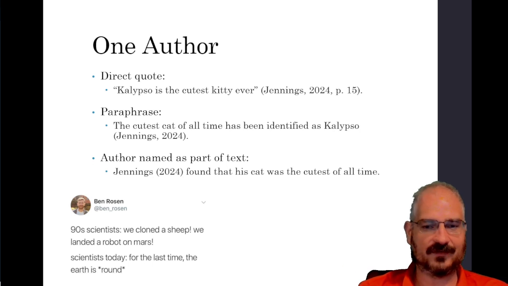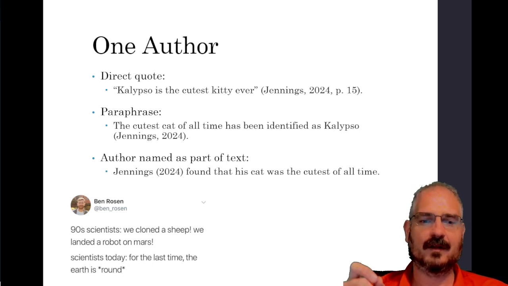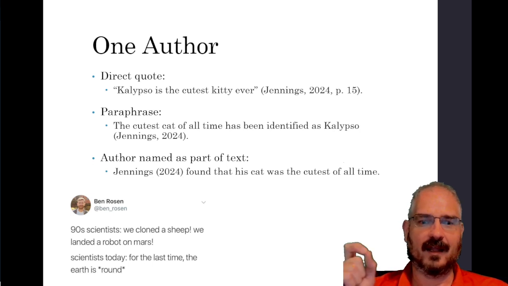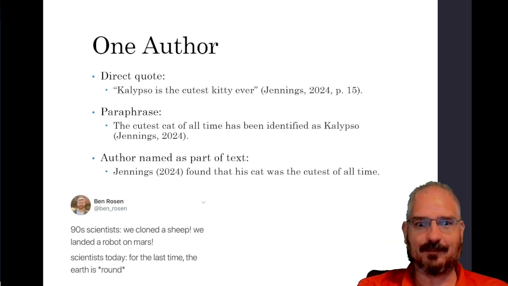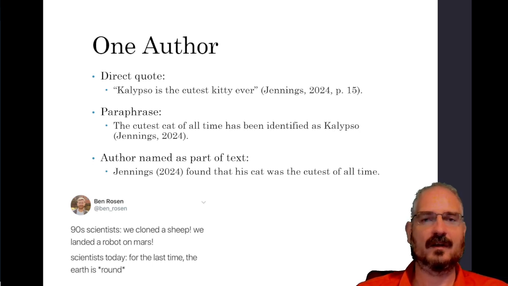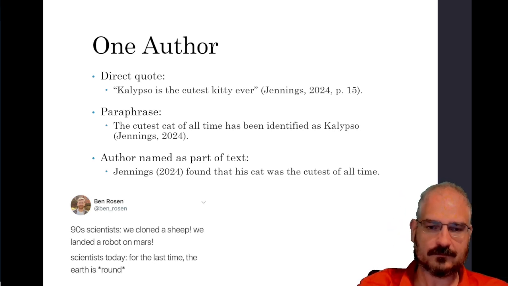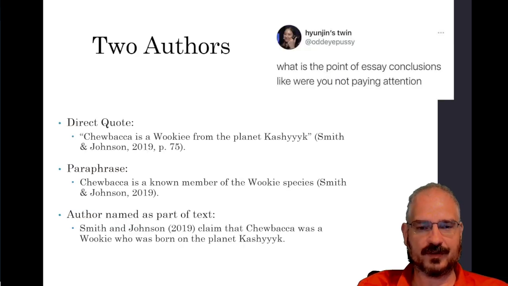So in this case, Jennings found that his cat was the cutest of all time. And then you put the citation directly after the name, not at the end of the sentence. And since you just used their name, you don't need that part. You just need the year, right? So Jennings, open parentheses, year, close parentheses, found that blah, blah, blah, right? And you continue on with your sentence. All right?